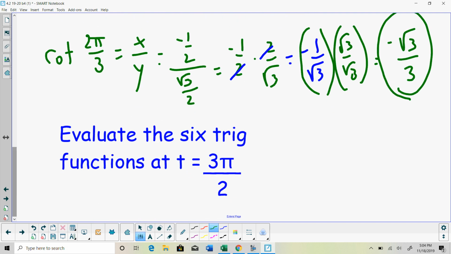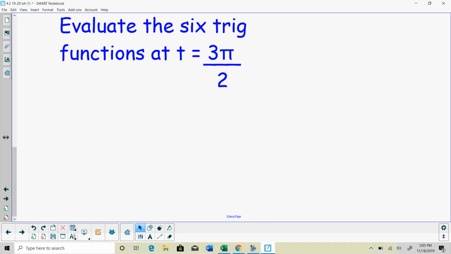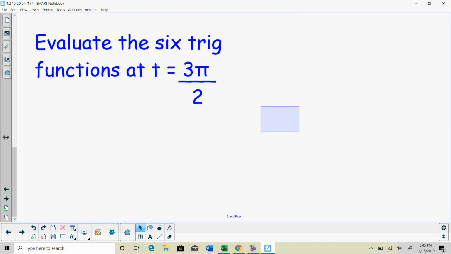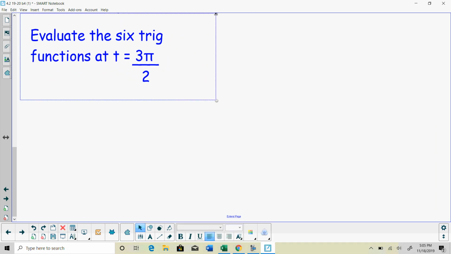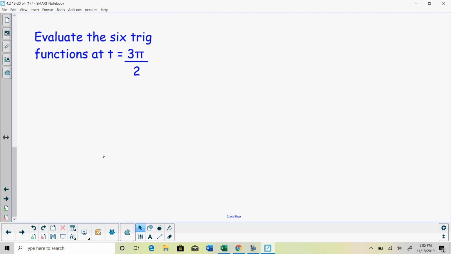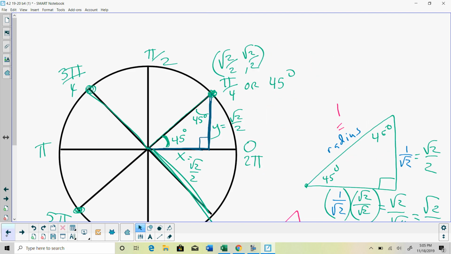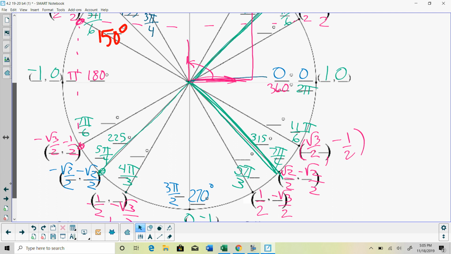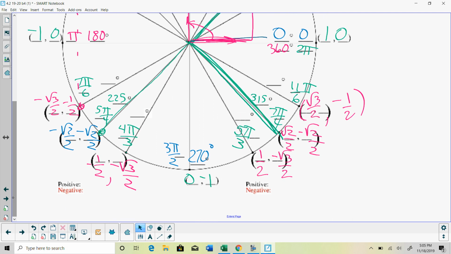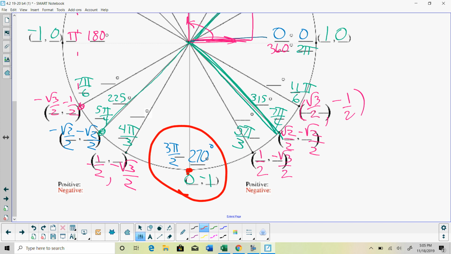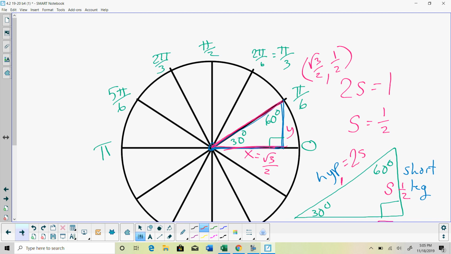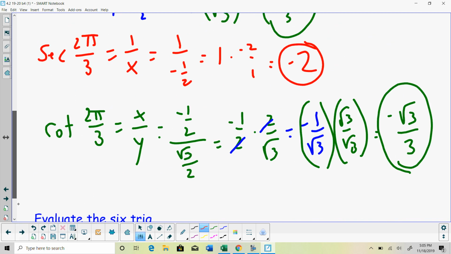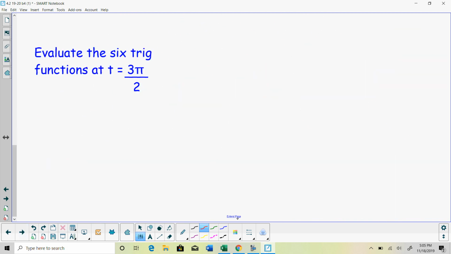Let's try this with the 6 trig functions at 3 pi over 2. So again, I'm going to want to go back to my unit circle and figure out what is the ordered pair at 3 pi over 2. Well, 3 pi over 2 was this lowest point on the unit circle. So that's this one right here, and that tells me 0, negative 1 is the ordered pair that I'm interested in. So 0, negative 1 is my ordered pair.